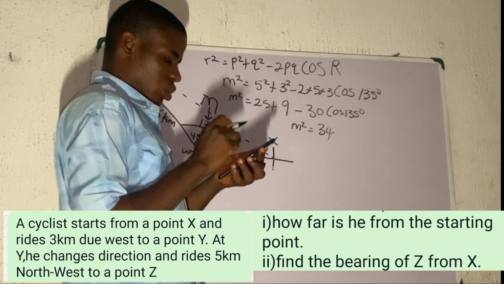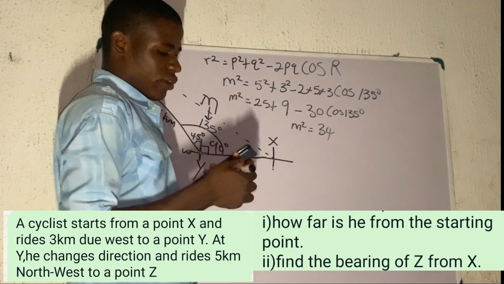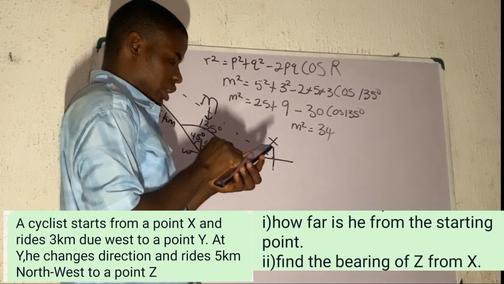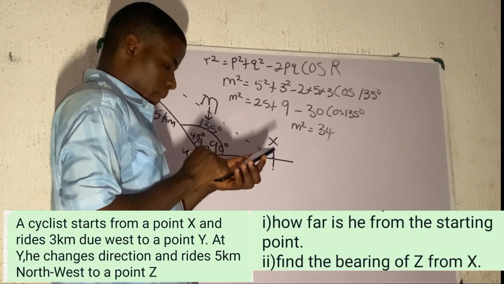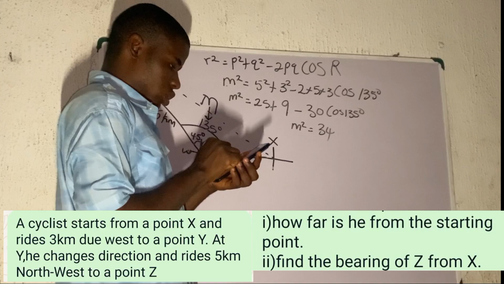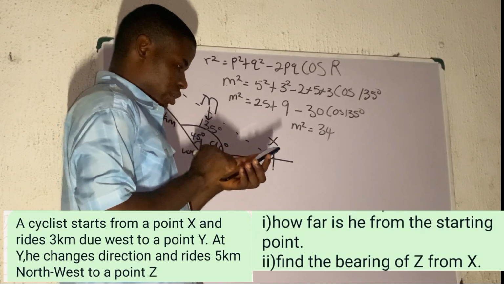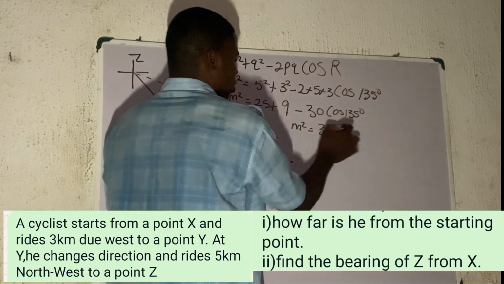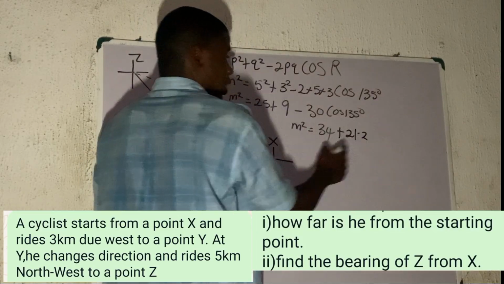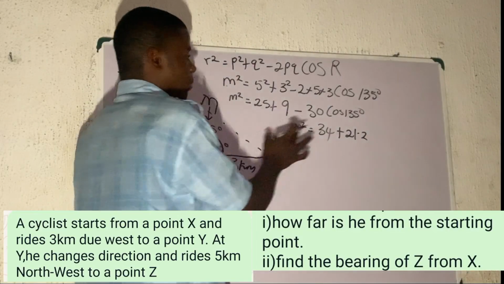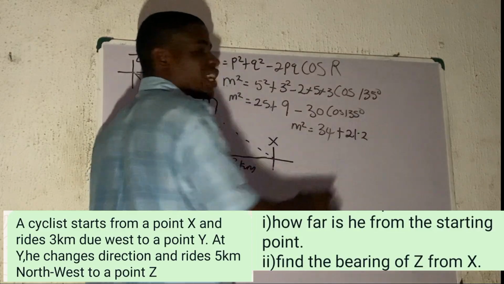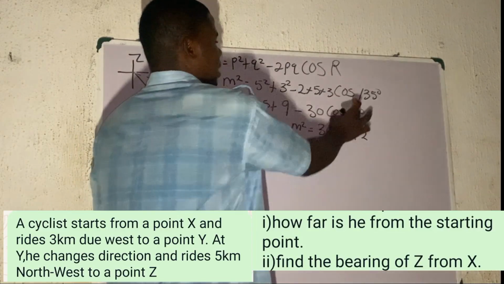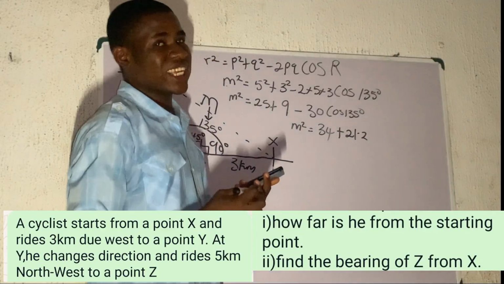So using my calculator, I have the value of minus 30 cos 135. The value is 21.2. So I have plus 21.2. Now I used my calculator, I punched minus 30 cos 135. It gave me a positive value. So I'm taking plus 21.2. Had it been I checked my cos 135 degrees, that would be a negative number.